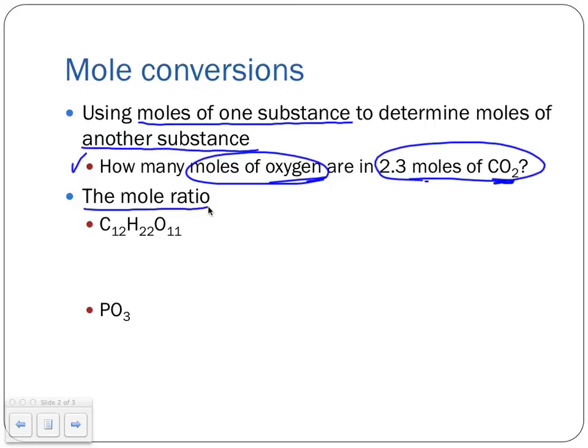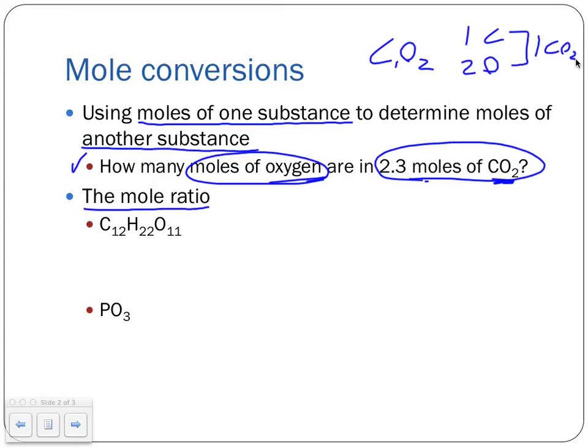Mole ratio is a way of looking at the number of each element that's in the molecule. In this case we have CO2, and this is one that we've looked at before. CO2 has an implied 1 for the carbon, so that means we have 1 carbon and 2 oxygens in this. Technically, what we're saying is that there's 1 carbon and 2 oxygens for every 1 CO2.